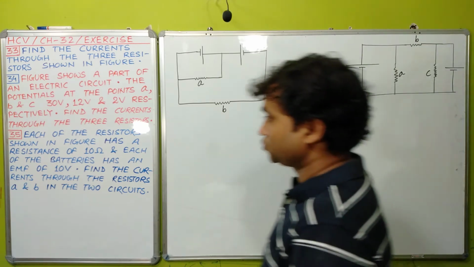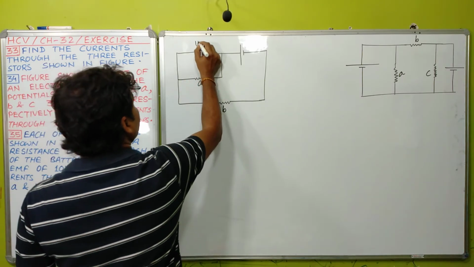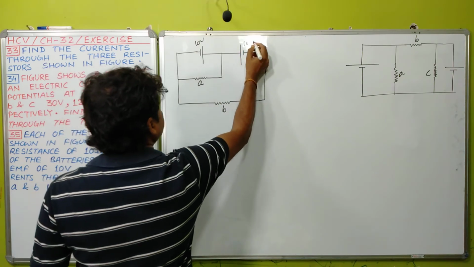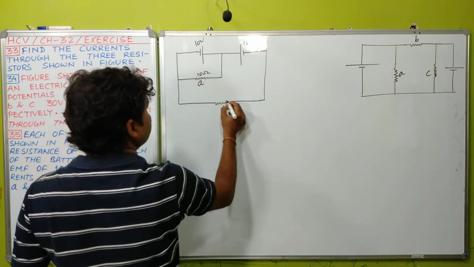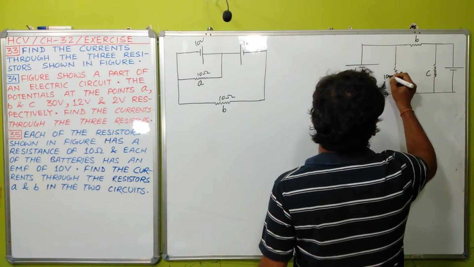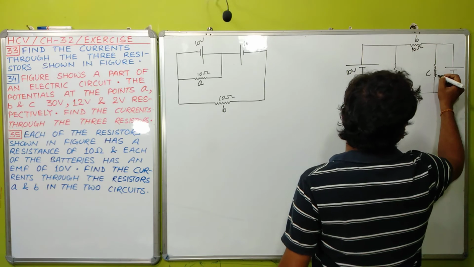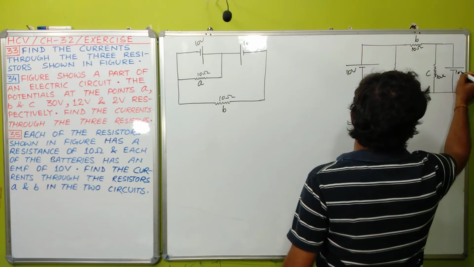Now the question is saying each of the resistors shown in the figure has a resistance of 10 ohm, and each of the batteries has an EMF of 10 volt. Okay, 10 volt battery, 10 ohm resistance. This is your 10 ohm, this is 10 volt.